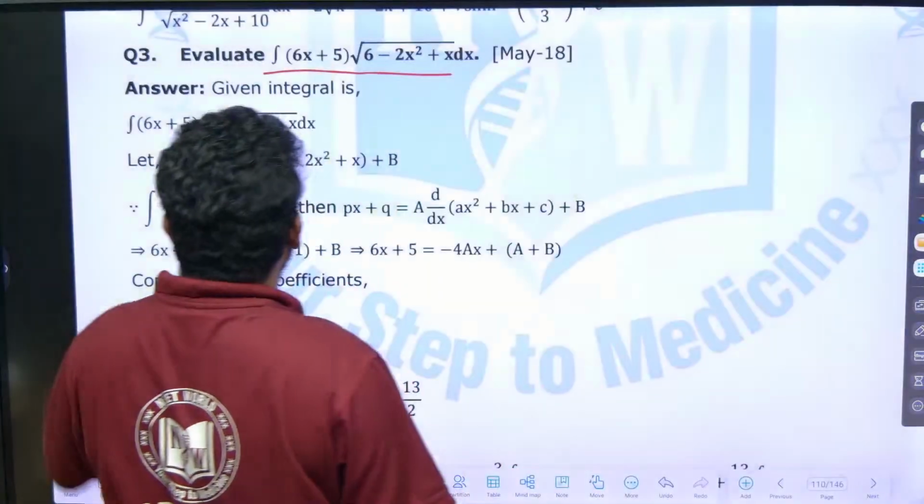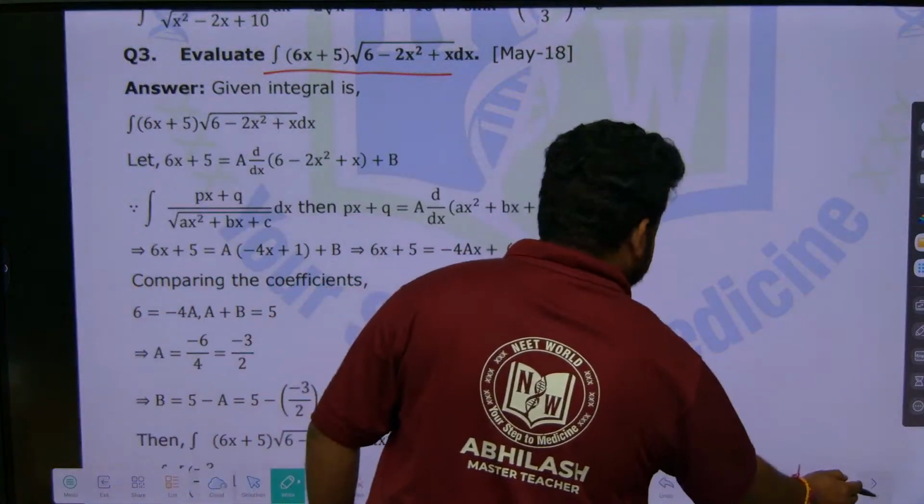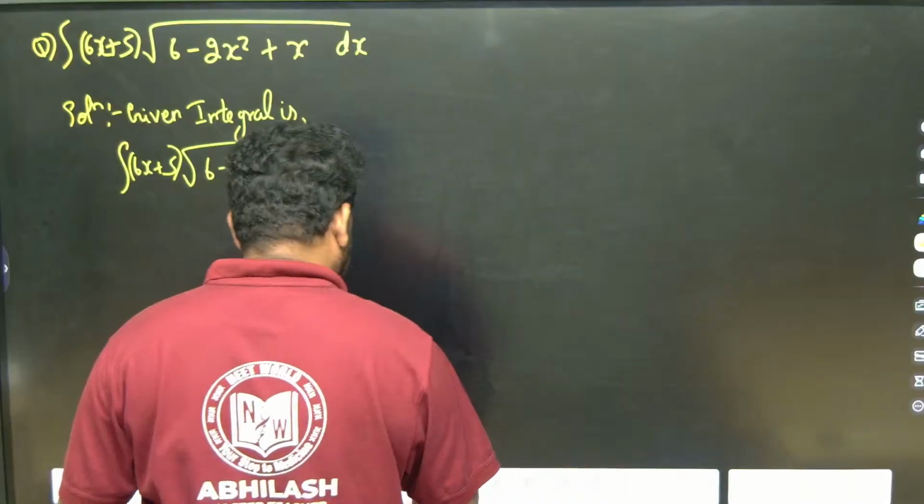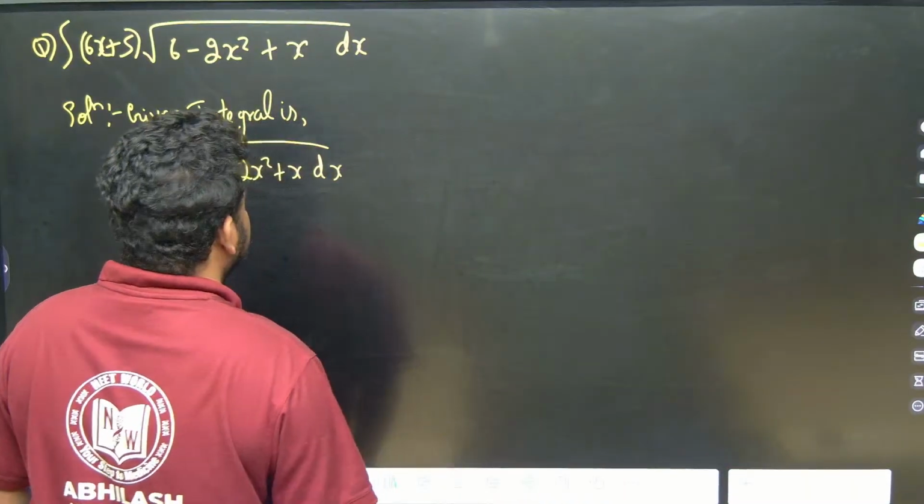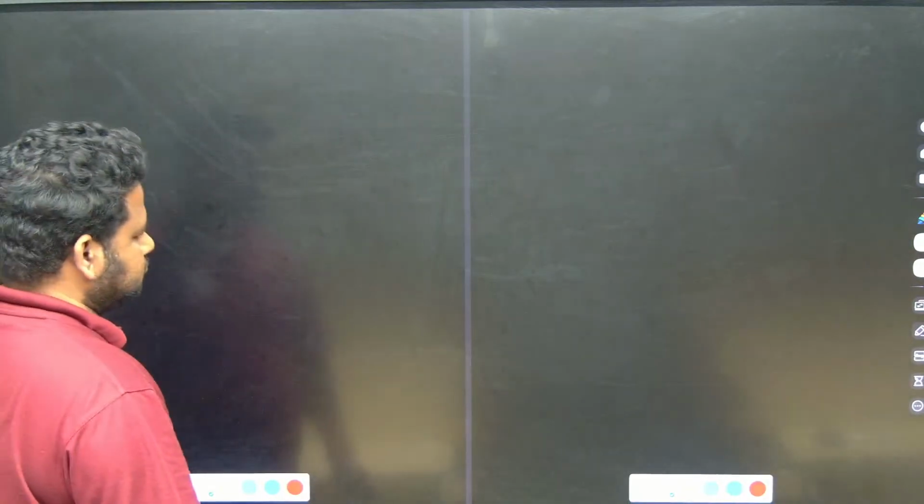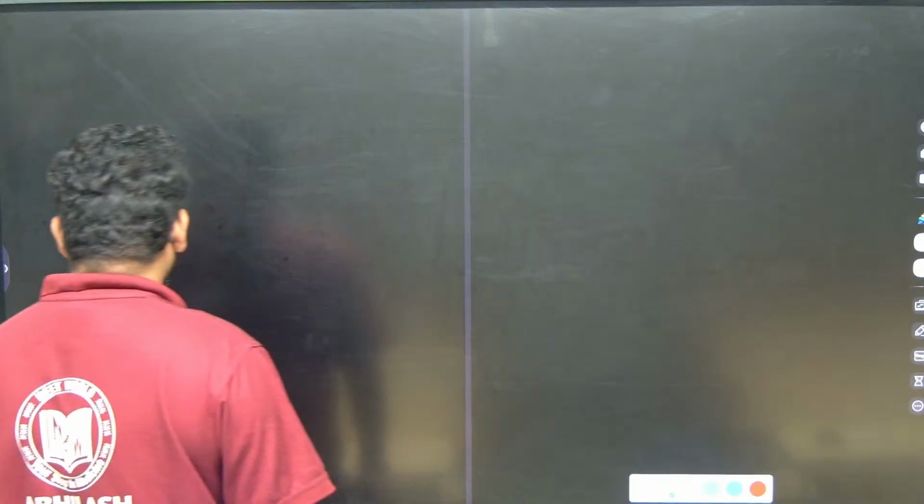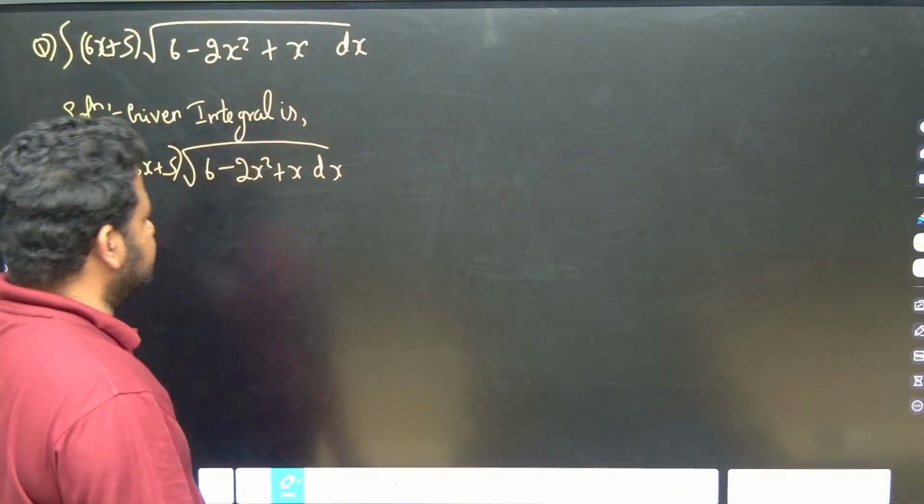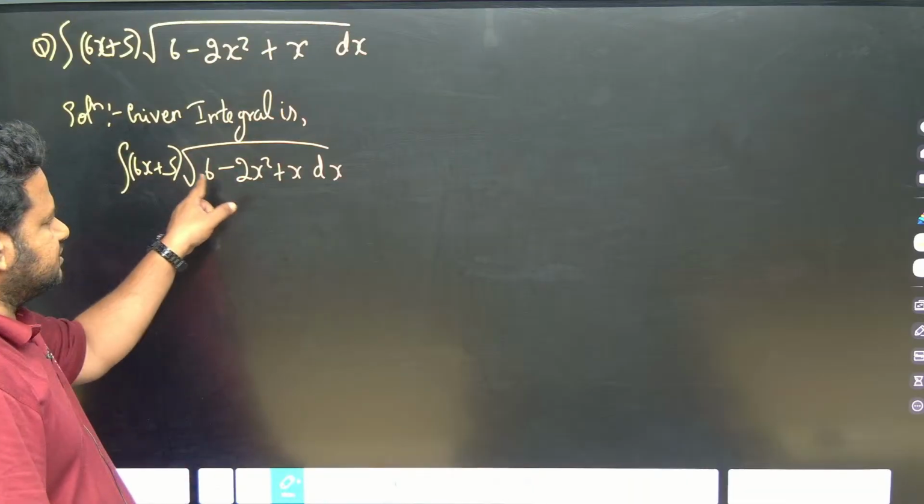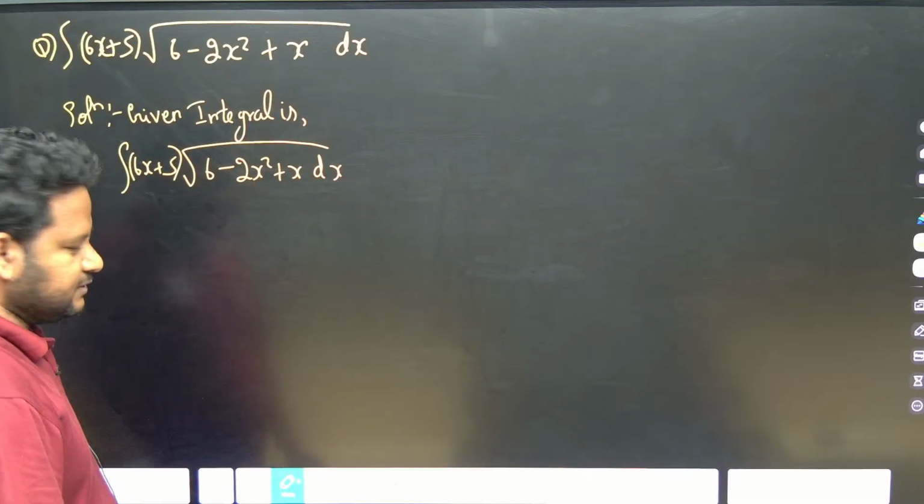Where is the question? Okay, integral of (6 minus 2x square plus x) dx. Let us do the partition for this again. Okay, let us continue without the partition. So integral of (6x plus 5) root of (6 minus 2x square plus x) dx. Okay, this is what we have.